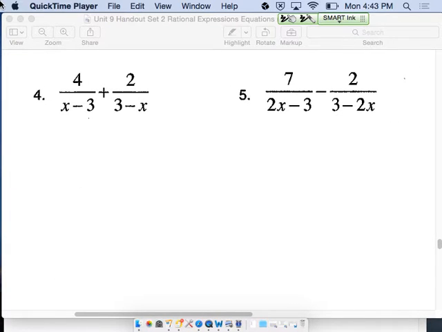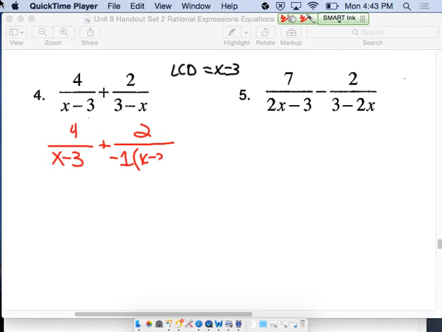Let's see what happens whenever you're adding. And when you're adding fractions, you have to have a common denominator. So in something like number 4, if I say that my LCD is x minus 3, I would take the first expression and just copy that as x minus 3. And then I would have the second fraction. And if I think of introducing that -1 sign into that denominator in order to give it the LCD, what this really does is it simply changes the operation between the two fractions by introducing that negative sign.